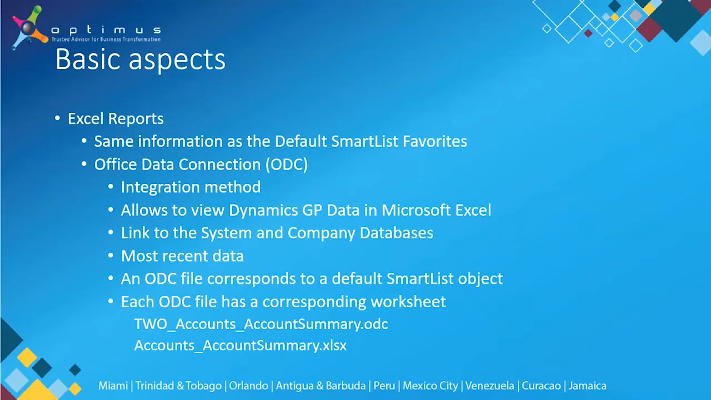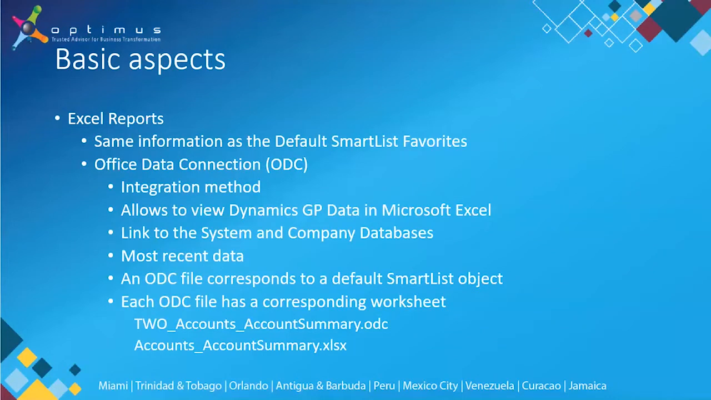This technology is responsible for connecting Microsoft Excel to the Microsoft Dynamics GP data. It normally links to the system and company databases and sets the proper security so you can have the Dynamics GP data on an online basis. The Excel reports normally have two sets of files as a minimum. One of these files is the ODC file itself. As I told you before, it corresponds to the connection to the database, and it represents the default Smart List object. In addition, you have an Excel worksheet, which represents the report itself.